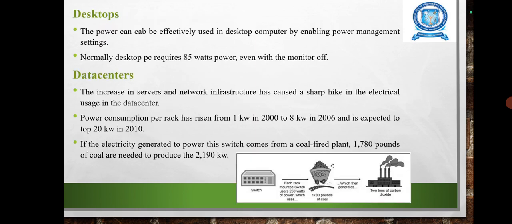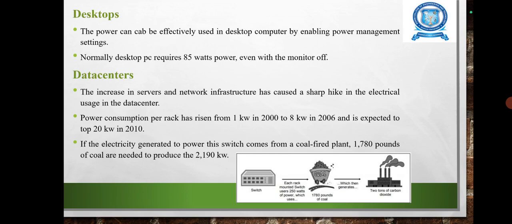Next, we are going to see the desktop. Here, power can be used effectively in a desktop computer by enabling power management settings. A normal desktop PC requires 85 watts of power even with the monitor off. If the computer is only in use or idling for 40 hours a week instead of the full 168, much more energy cost will be saved annually from the workstation alone.